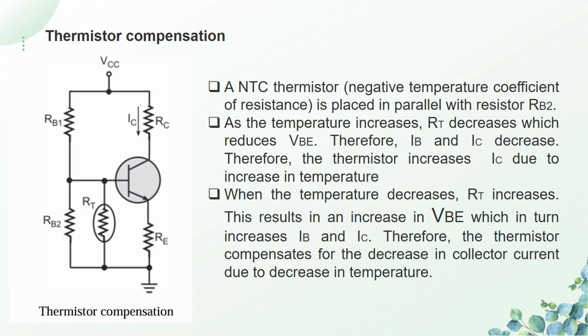When VBE decreases, this in turn decreases the base and collector currents IB and IC. So when IC increases, automatically the rise in IC will be decreased. The same phenomenon happens when the temperature decreases. When temperature decreases, the thermistor resistance RT increases, and correspondingly the voltage VBE, IB and IC also increase, so that the effect of the decrease in temperature will be cancelled out by the thermistor.